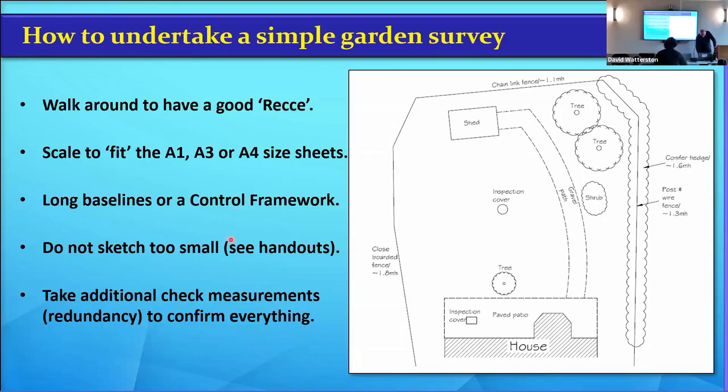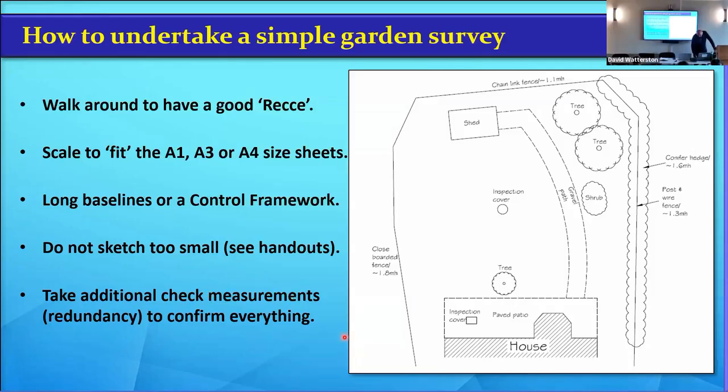And don't sketch too small. We were talking earlier that I've got a tendency to not be as tidy as I could be, and I try to cram too much into a sketch. You're better off using lots of sketches because paper's cheap, and as long as you note it, date it, and where the site is, then you should be able to pick up from it.